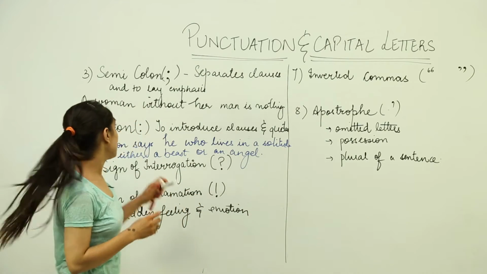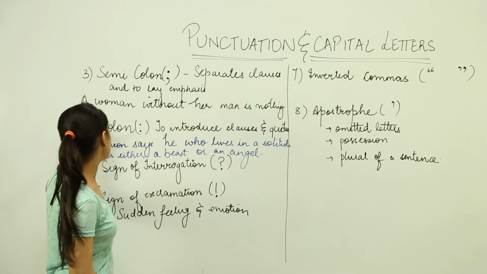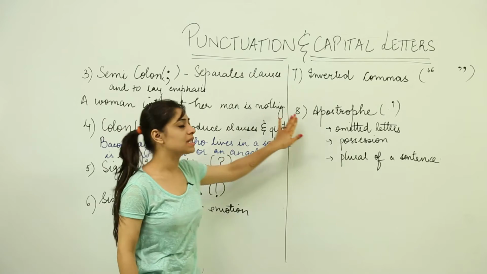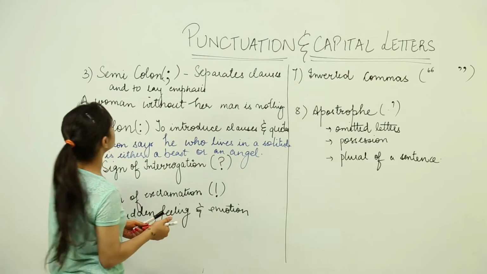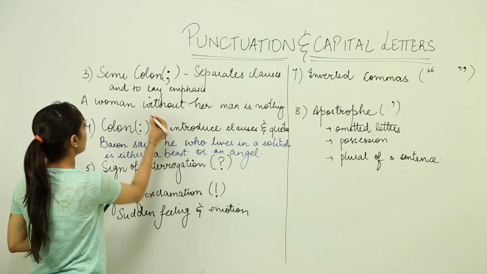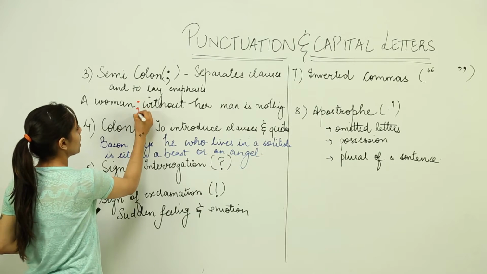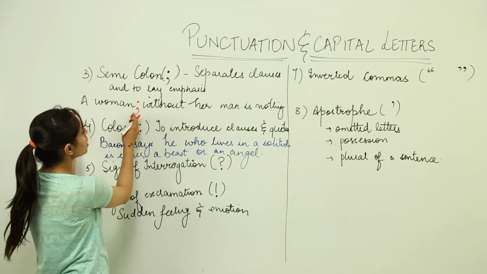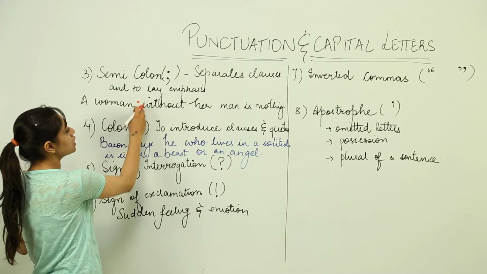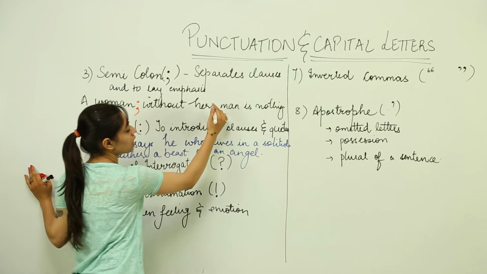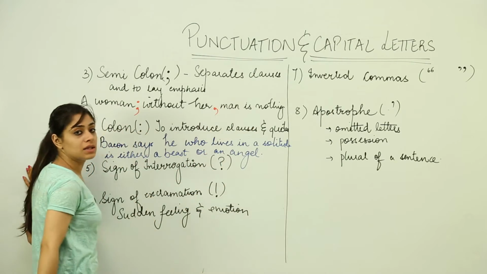Now, this sentence is a repetition. Let's understand. A woman without her man is nothing. We have to insert a semicolon in front of this. So, it is separating a clause and putting a lot of emphasis on a woman. Without her, a man is nothing.